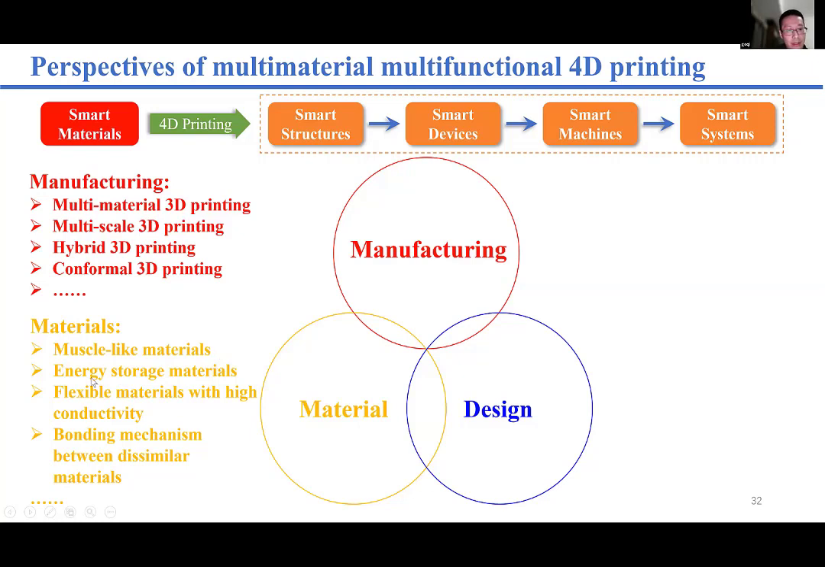And also, if we want to have a robot, we also want to have the energy storage part. We want to have some part which can transfer signals. And therefore, we also need to print some flexible material with high conductivity. And because the system has different materials, those materials are dissimilar, and then the bonding mechanism for those dissimilar materials is also very important. And the last is design.